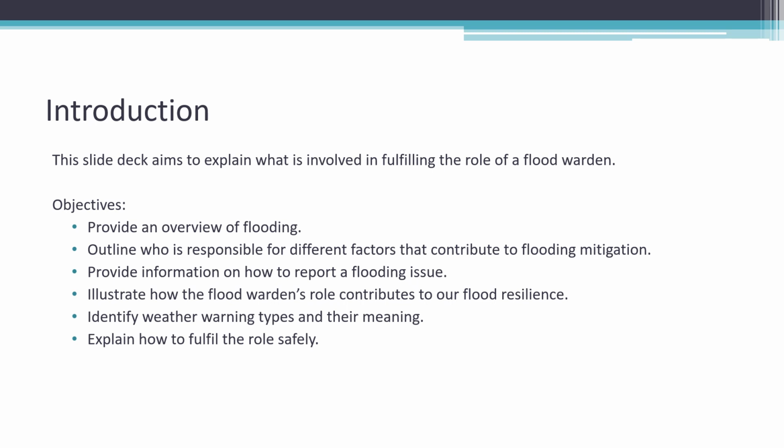Very simply, this slide deck aims to provide you with a clear explanation as to what is involved in the flood warden role. It should provide you with an overview of flooding, why it occurs, the different types and the factors which can influence flooding. In addition, it will provide you with an outline as to who is responsible for the different factors that contribute to flooding mitigation and prevention. It will also explain the responsibilities of a flood warden and illustrate how the flood warden role contributes to flooding resilience. Additionally, we will look at the different types of weather warnings to understand what they mean, and finally, we will cover some health and safety factors that you must be aware of.